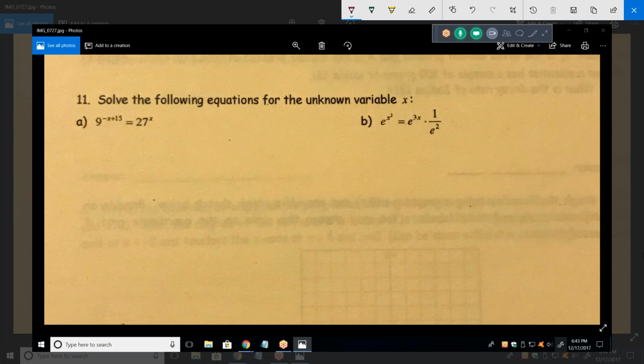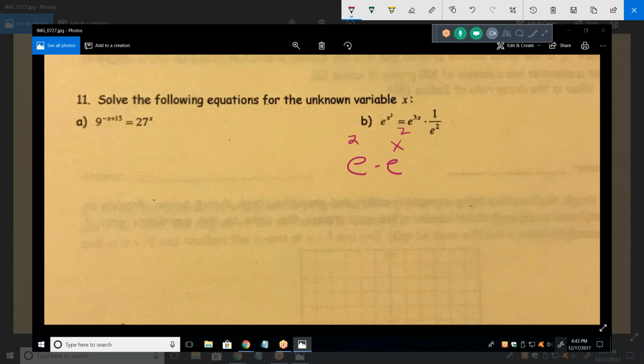Won't the first step be to just get rid of the denominator? Very good. How do I do that? Whenever you're solving an equation, multiply both sides by the denominator, e squared. So the left side becomes e squared times e to the x squared.